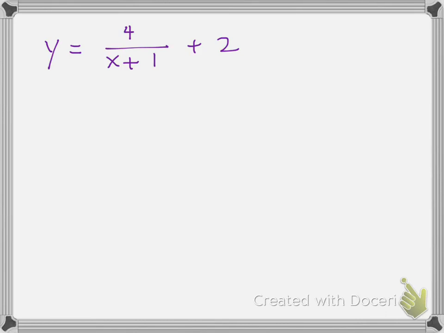Y equals 4 over x plus 1 plus 2. Now, before you go to your calculators, let's talk about what we know algebraically. What's the vertical asymptote going to be? X equals negative 1. So my vertical asymptote is going to be x equals negative 1, because that's the excluded value of x. X can't be that. If you plug that in, the machine is broken.